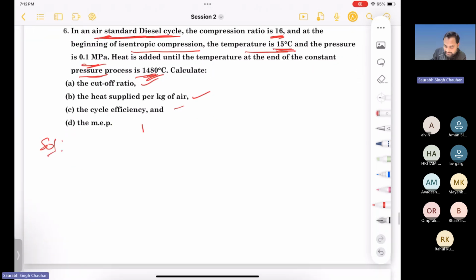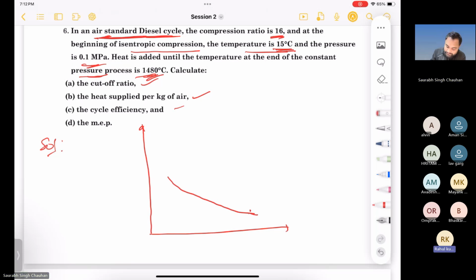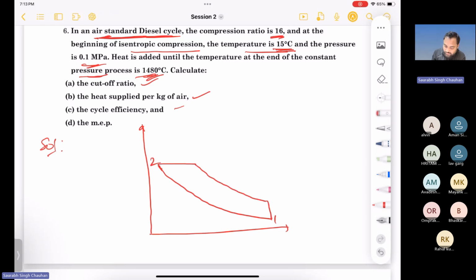For the diesel cycle, first of all you have isentropic compression, then you have constant pressure heat addition, then you have isentropic expansion or power stroke, then you have exhaust. 1, 2, 3, 4. This is your PV diagram for the diesel cycle.